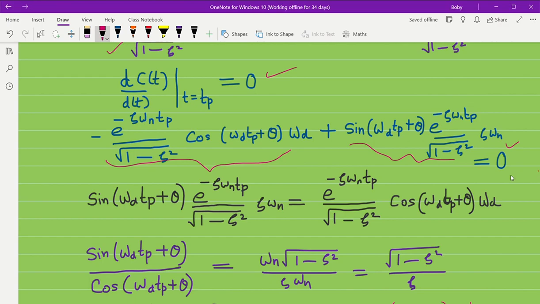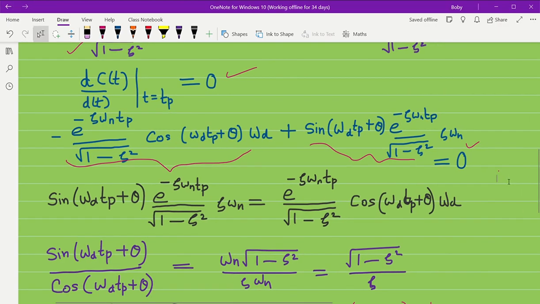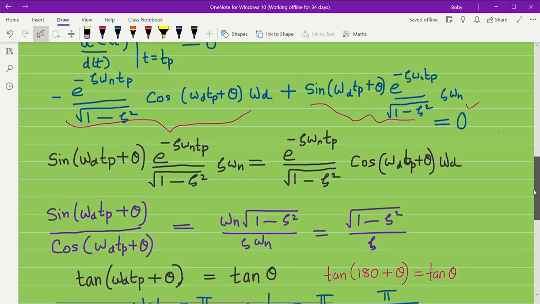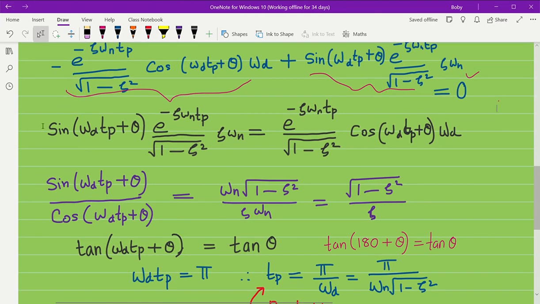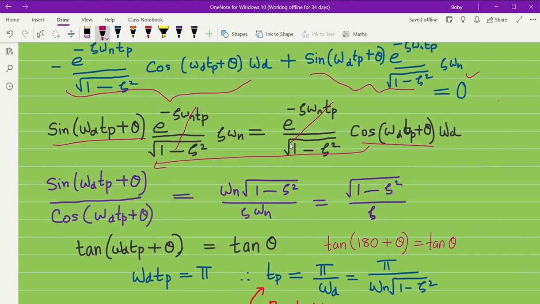So what happens here? Let us consider. So this sine omega d tp plus theta and this cos omega d tp plus theta goes to the left hand side. So this term goes to the denominator here. These two terms are equal, so we can cancel them out. So what remains on the right hand side here? Omega d is here, and there is a zeta omega n here, that goes to the denominator.